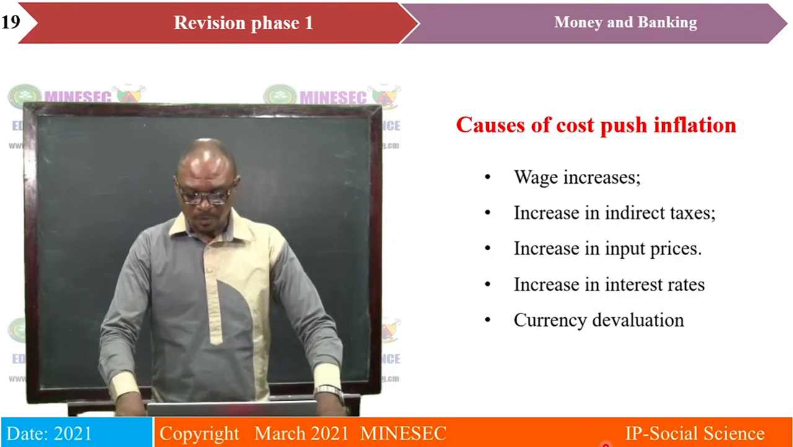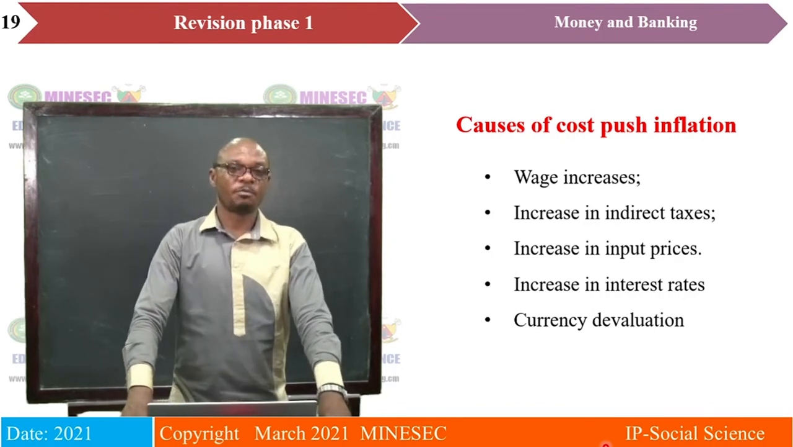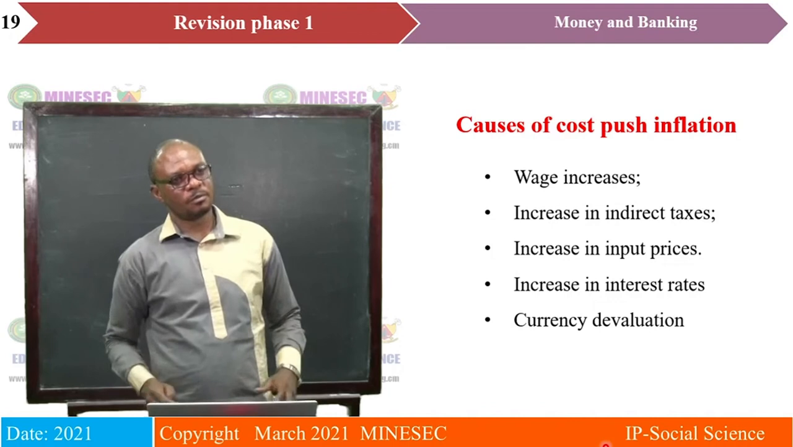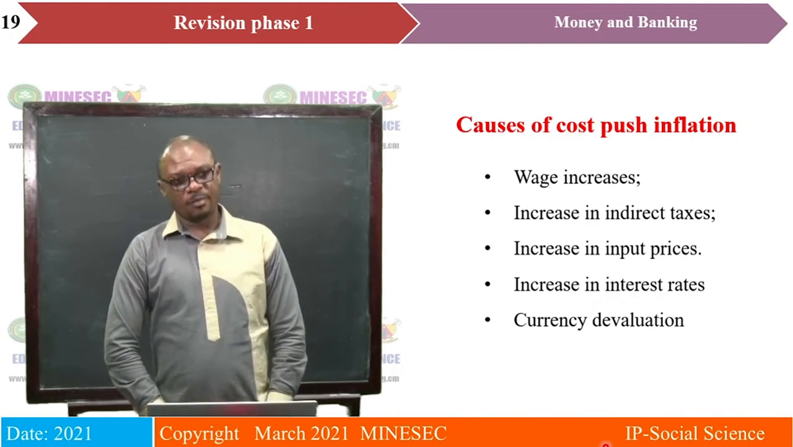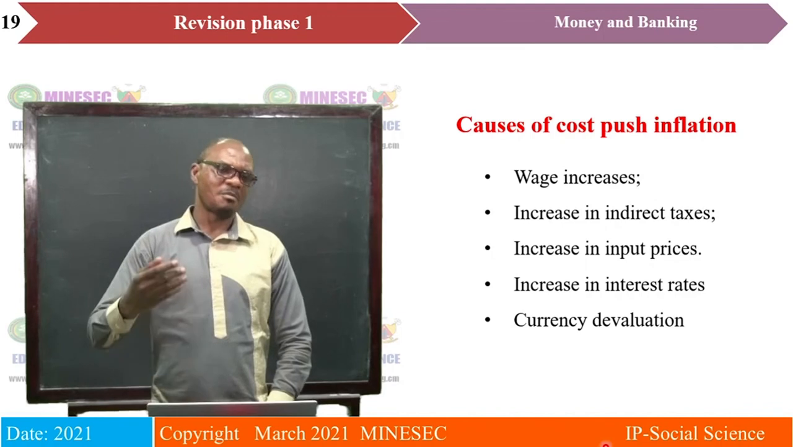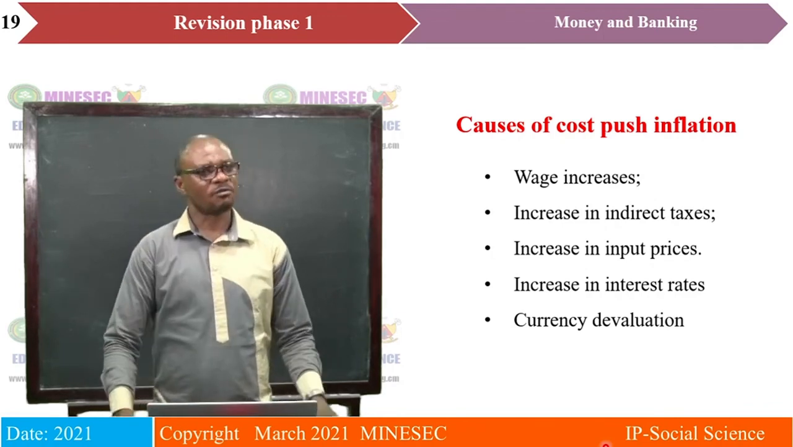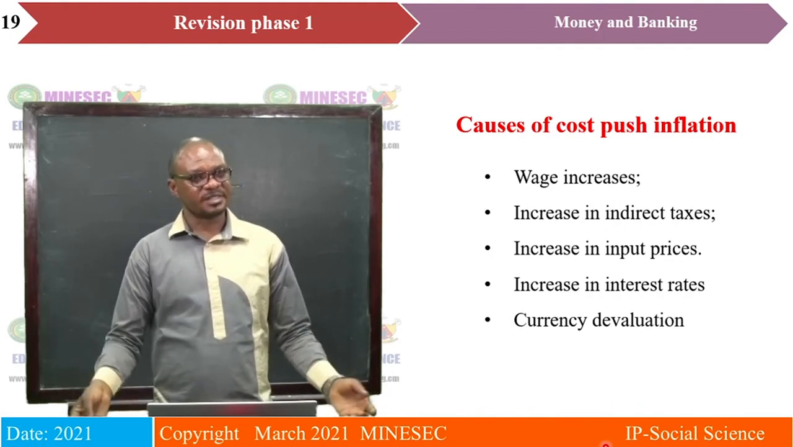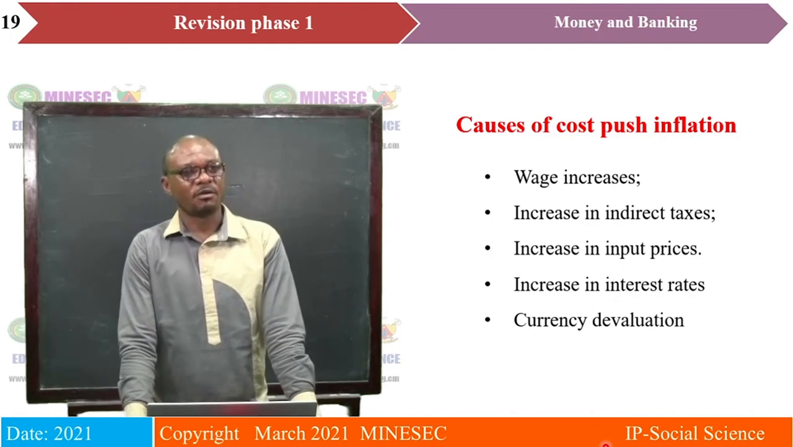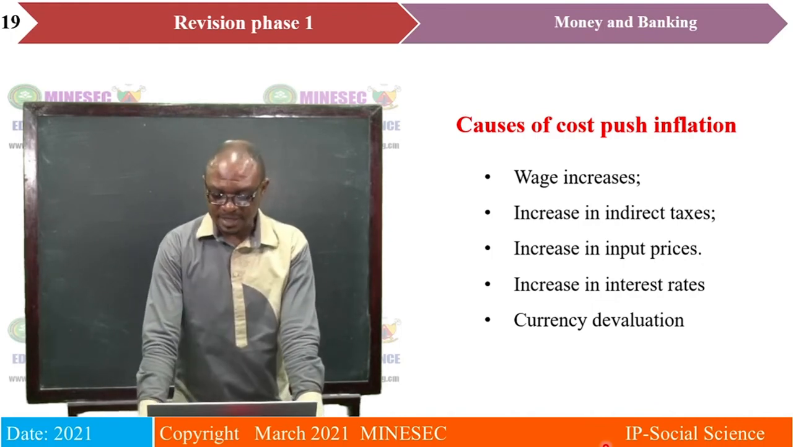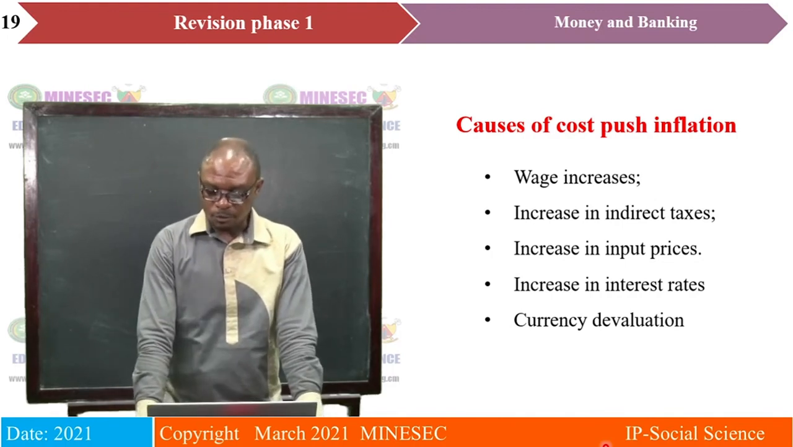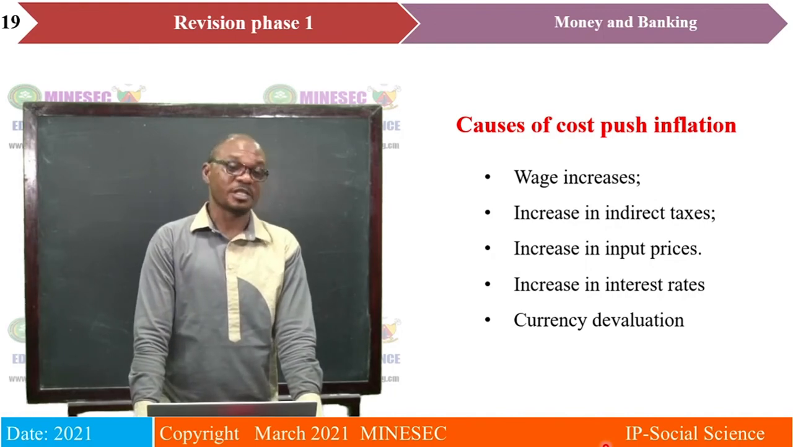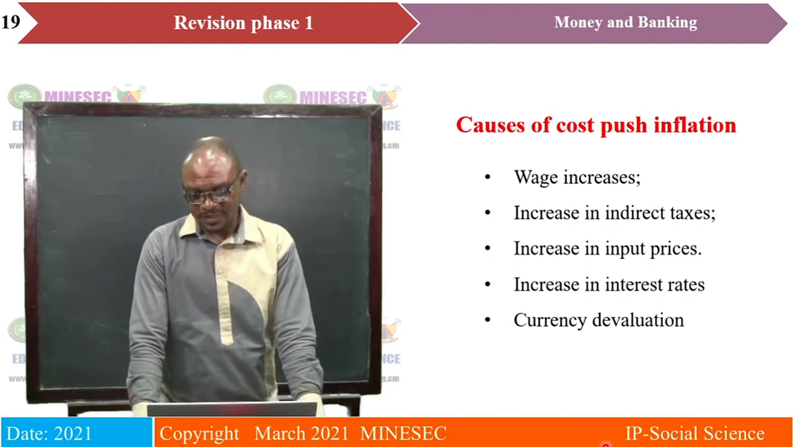And we have increase in input prices as another factor that may lead to cost push inflation. The price of inputs here, we are talking about raw materials. When the price of raw materials increases, then firms will also increase the price of their goods in order to compensate for that increase in price. And this leads to cost push inflation. For example, if the price of plants increases, then we expect the price of furniture to also increase.